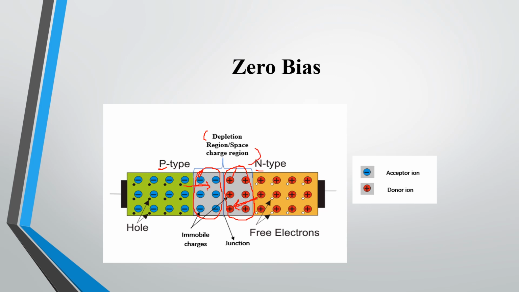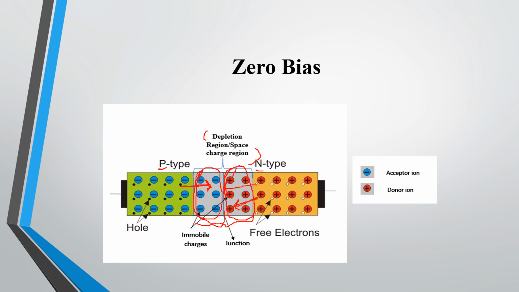What happens here is these immobile charges will further prevent the movement of holes and electrons. Here positive charge is created on the n side, and holes have positive charge, so the holes and this positive charge will be repelled. So holes will be prevented from moving to the n side. Similarly, negative charge is formed on the p side. Electrons have negative charge, so electrons will be prevented from moving to the p side. So this region of immobile charge is called depletion region or space charge region.